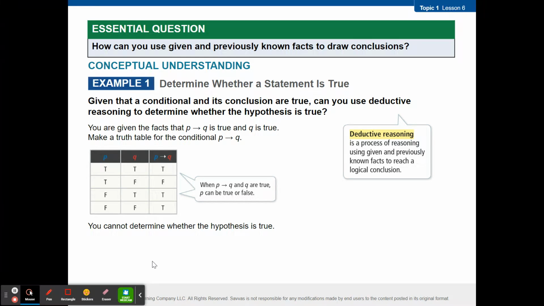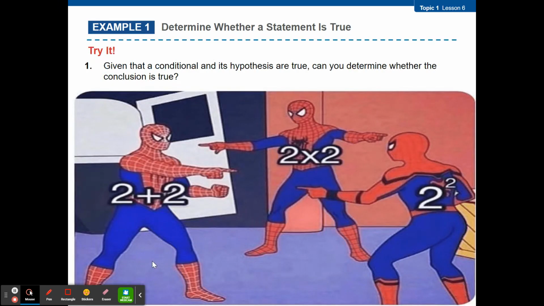All right, anybody still writing? All right, so let's talk about our first example on page 24. Determine whether a statement is true. Given that a conditional and its hypothesis are true, can you determine whether the conclusion is true? Why don't you take a stab at that? What do you think based off of that last slide?